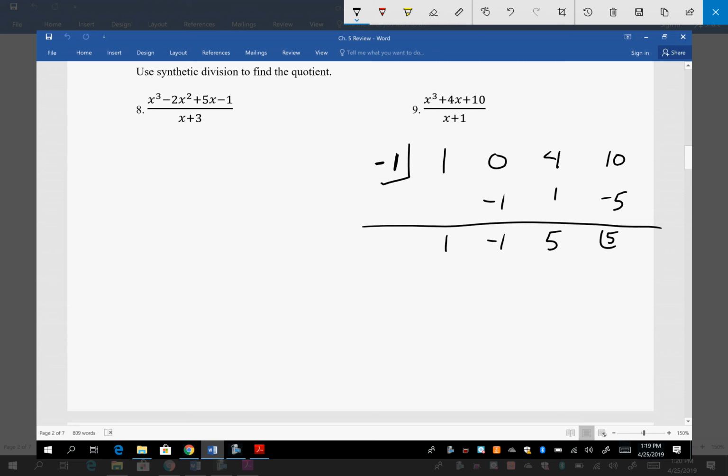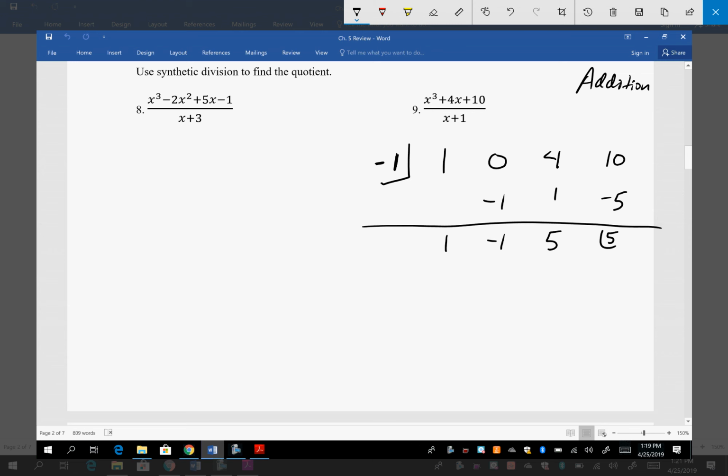Yeah. Let's go slow. Bring down the first number and you get 1. Multiply by the number in the corner and you get -1. When I do synthetic division, I always think addition. With long division, I always think subtraction. Okay, so I'm going to add. Then I multiply again and get a positive 1. Add, multiply, add, and there's your remainder.